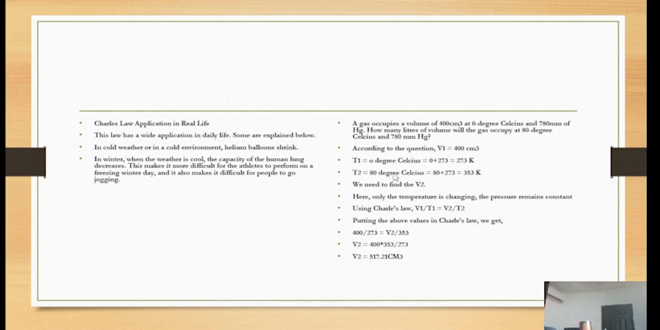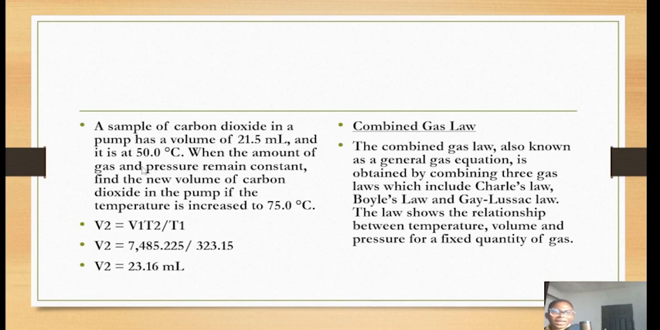You have to convert the temperature to Kelvin. The temperature is in Celsius, so you add 273 to it to convert it to Kelvin. You add 273 to the initial and to the final temperature. Then using Charles's law, which is V1 divided by T1 equals V2 divided by T2, you can get your V2.